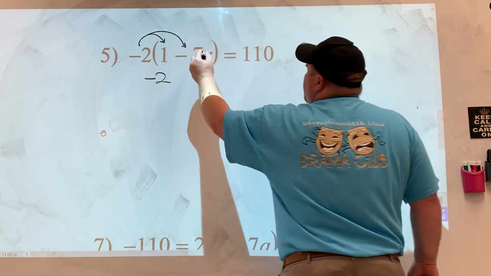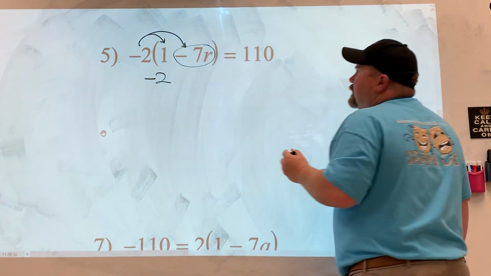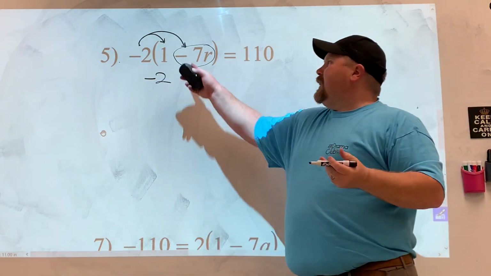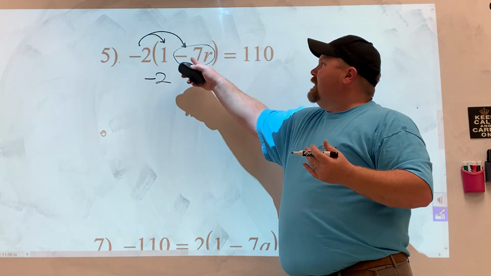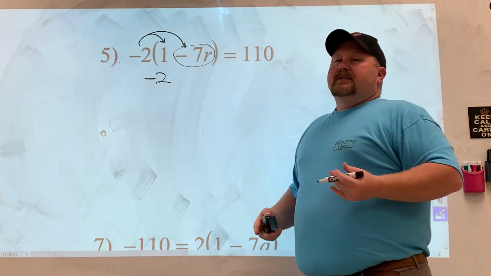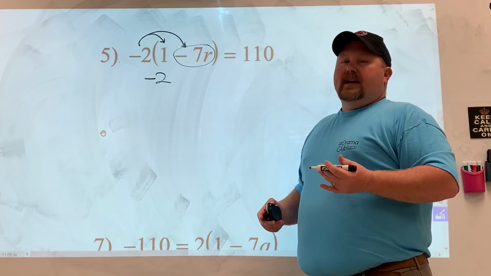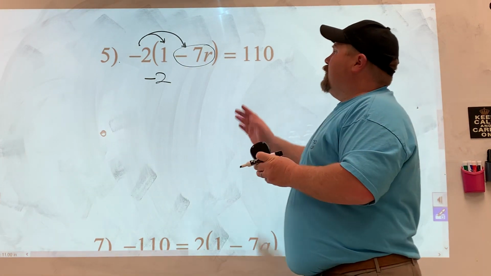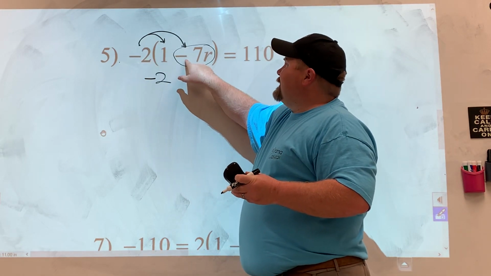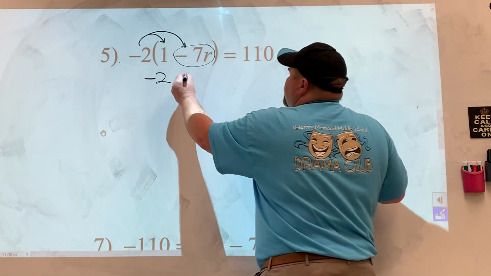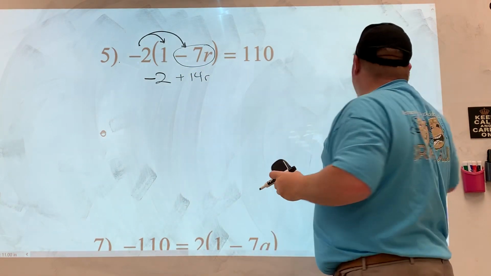You need to get in the habit, though, of looking at this as a signed number. Stop looking at it as subtracting 7r. And you need to start moving to the idea that it is a -7r. Because in equations, a negative and a subtraction are the same thing. They have the same effect and they mean the same thing. So the best way to view this is -2 times -7 would be positive 14r.